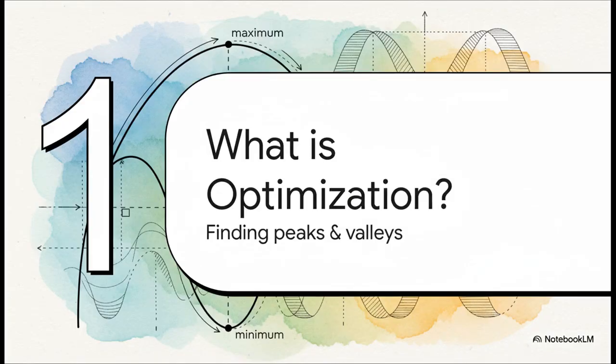So what does that actually mean? Well, imagine any situation as a kind of landscape, with hills and valleys. Optimization is basically the process of using calculus to find the exact coordinates of the highest peak, that's your maximum, or the lowest valley, that's your minimum. It's all about mathematically pinpointing that single best-case scenario.